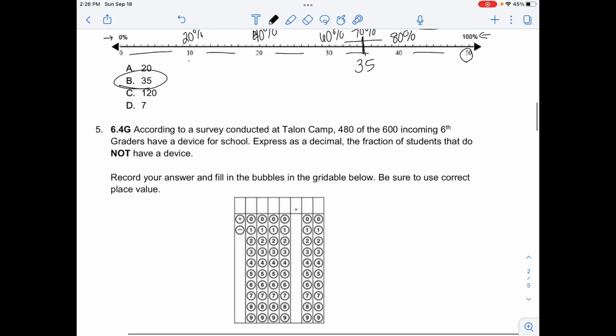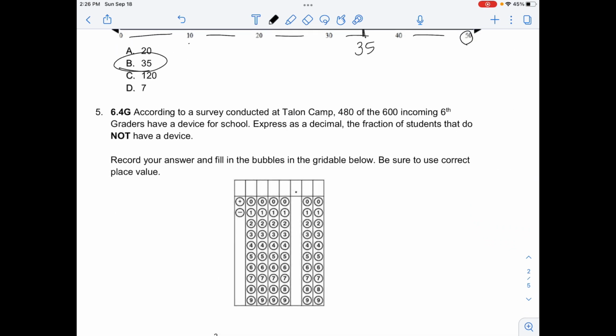All right, number 5. According to a survey conducted at Talon Camp, 480 of the 600 incoming sixth graders have a device for school. Express the fraction of the students that do not have a device. Okay, so 480 of them have a device out of 600. So I'm going to take 600 and subtract 480 because I want to know the fraction of the ones that do not have the device. Okay, so when I subtract this, I get 120.